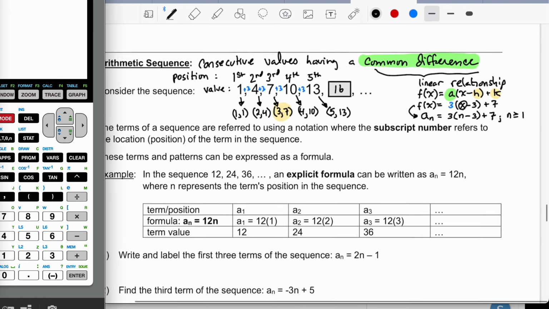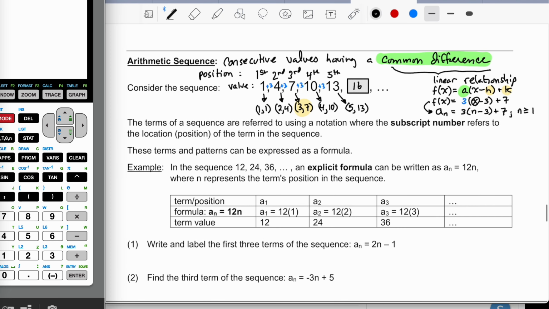All right, so let's jump down to number 1 at the bottom there. Write and label the first 3 terms of the sequence. They give you the rule here. All right, so I need to come up with the array of values that result from substituting into that rule.